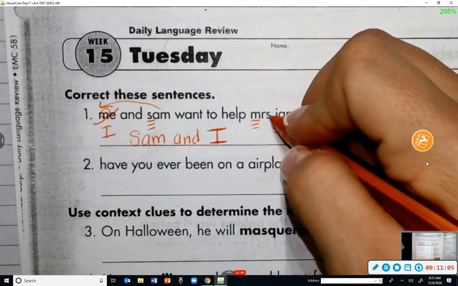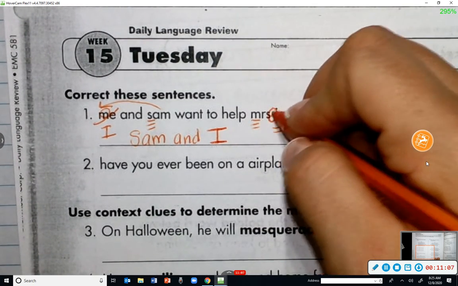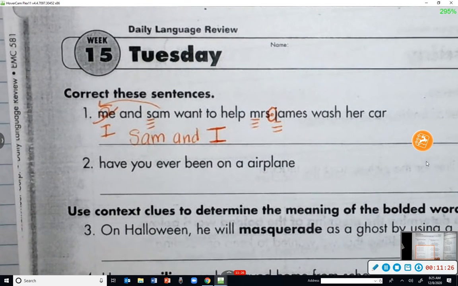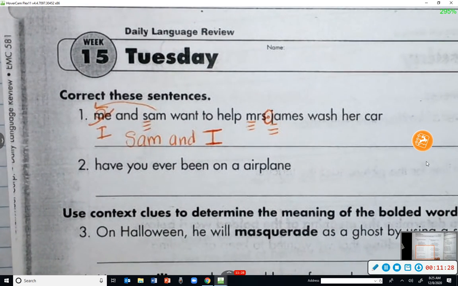Mrs. needs a period after Mrs. Good. And what else, Kelsey? It needs. Is that an I or a J? J. We've already capitalized that though. There's only one more thing. A period.